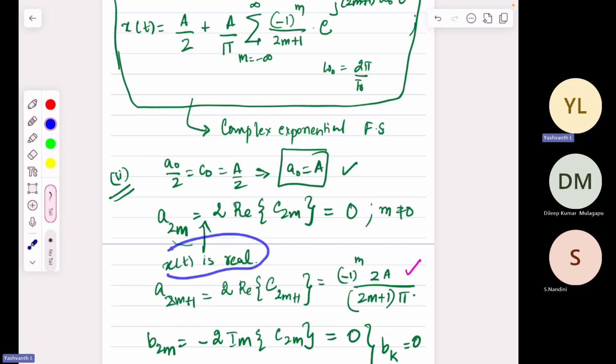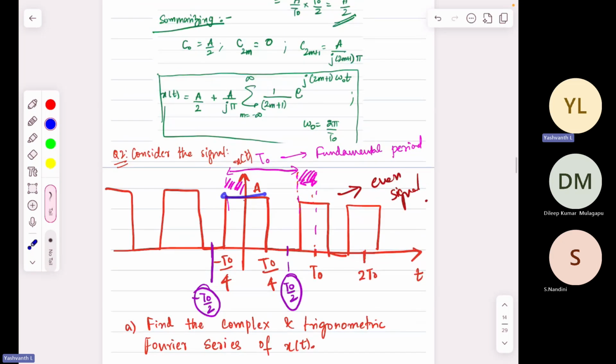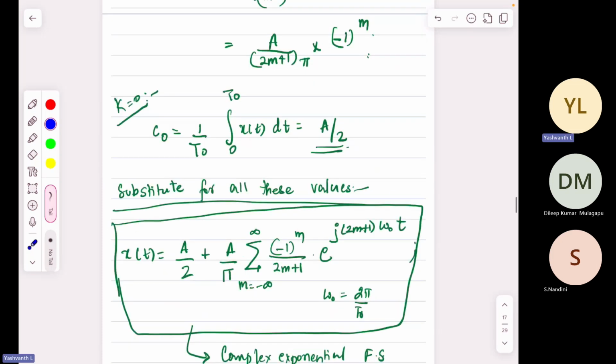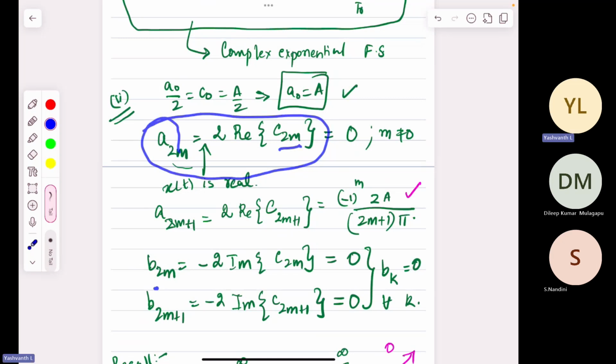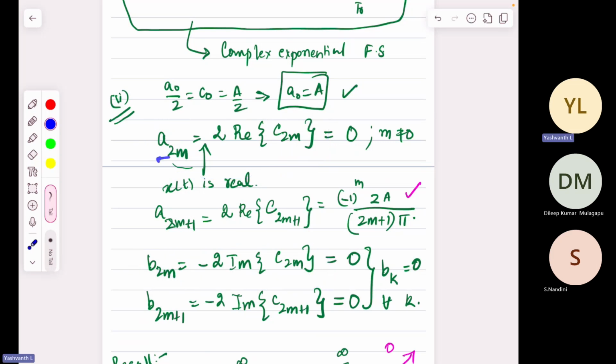You see this is a real signal. The square signal takes only two values, A or 0. Both are real numbers, so this is a real signal. For a real signal, this relation is satisfied: a_k is 2 times the real part of c_k, and b_k is minus 2 times the imaginary part of c_k, where a and b are the coefficients of the cos and sine terms in the trigonometric Fourier series.